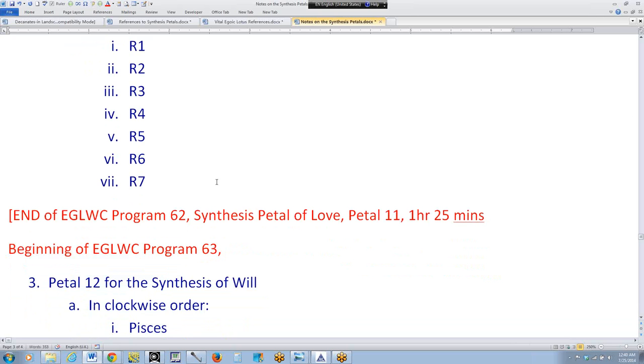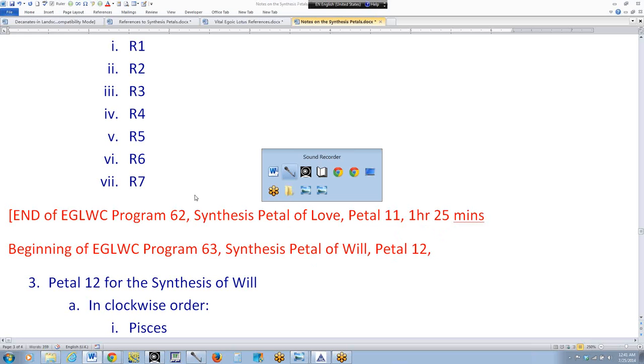And this is the Synthesis Petal, what's it going to be, of Will, and that will be Petal 12. We have to be very careful, otherwise the cursor will jump.